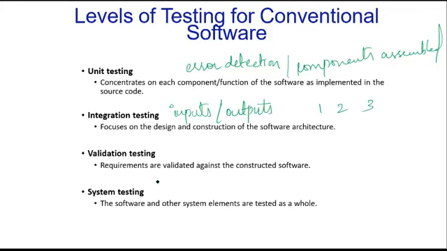Then within validation testing, you're going to check whether the system meets the end user's requirements. So here you're going to focus upon all the functions, the behavior of the system, the performance of the system, each of the things is focused here. Then system testing is testing the entire system as an entire whole. Whether all functions and performances are achieved or not, here you're going to identify. So these are the steps for conventional software.